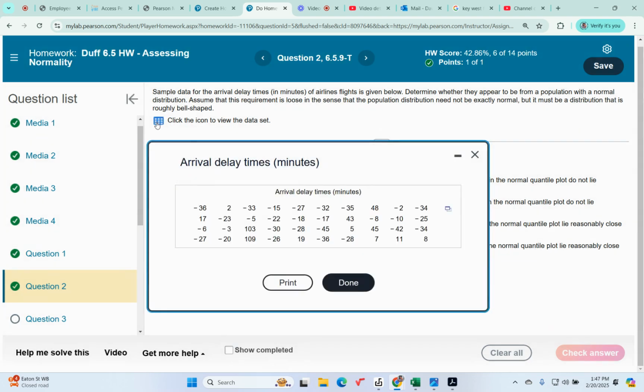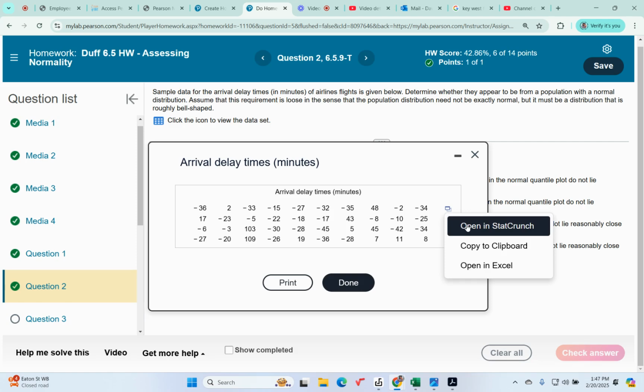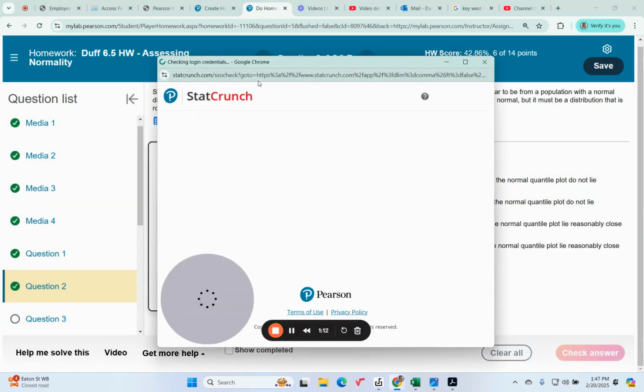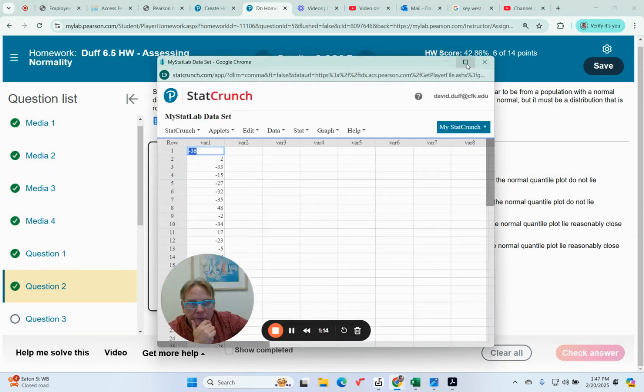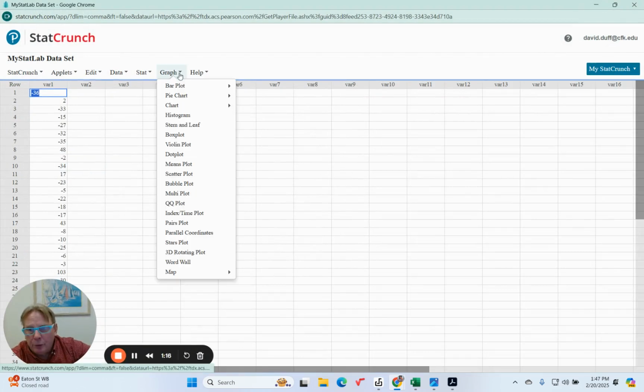Okay, so here's what we're going to do. We're going to click and we're going to look at the data. Now, when you look at this data, especially with the negative numbers, you really can't gain much from the raw data. It's hard to just look at it and get any idea of what type of distribution it is. So that's why we would export this data into StatCrunch, and what we'll do is create a histogram.